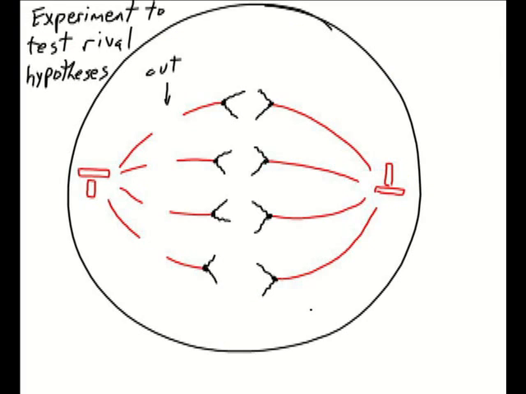Another approach would be to only interfere with one of the hypotheses and not the other. And scientists did this using lasers. They targeted one side of the cell and they caused a break in the microtubules on one side of the cell. This would prevent any pulling, but it would still permit driving up until the point of the break.